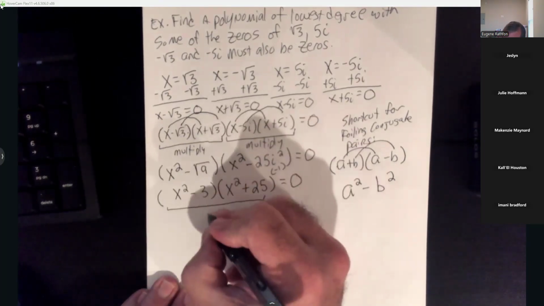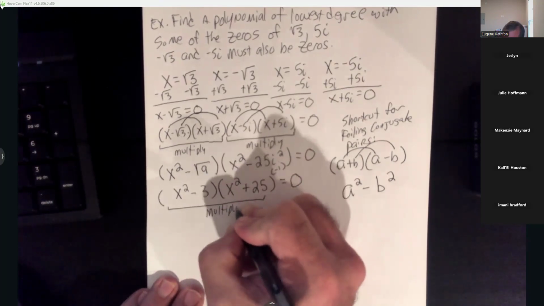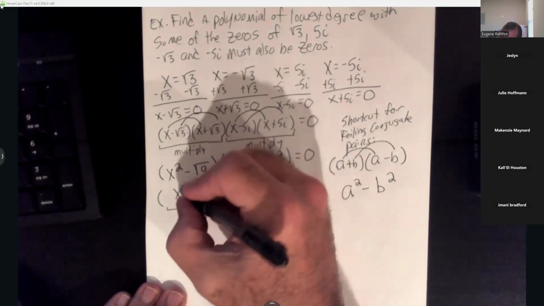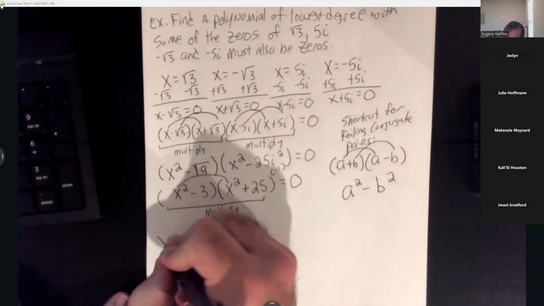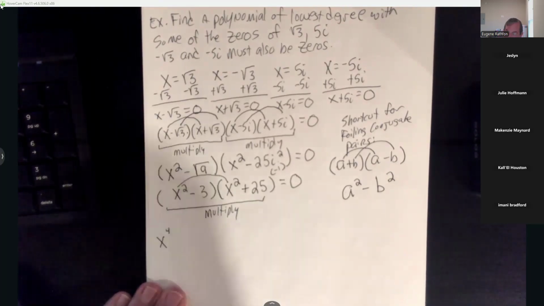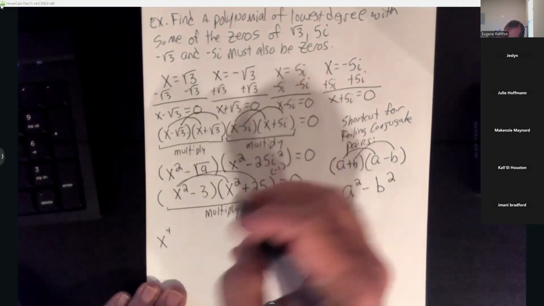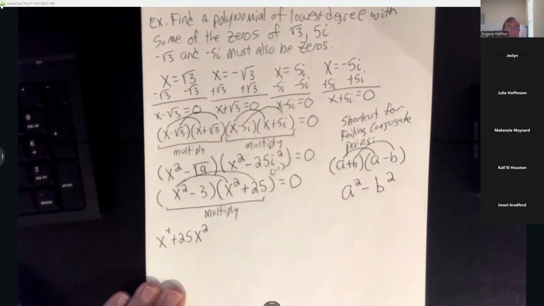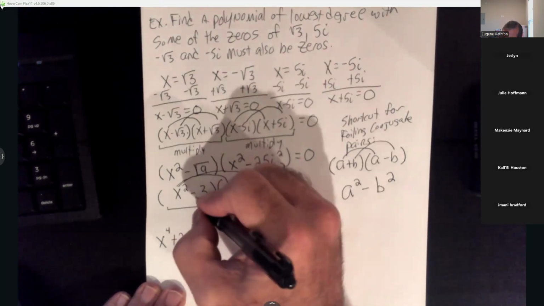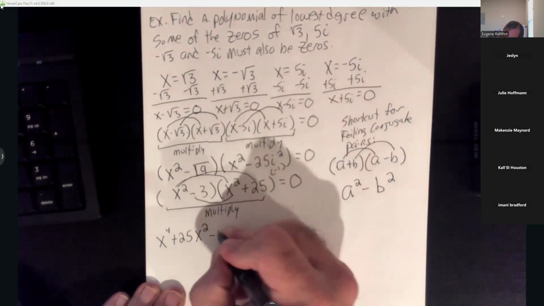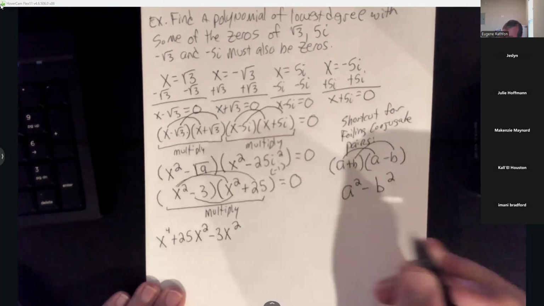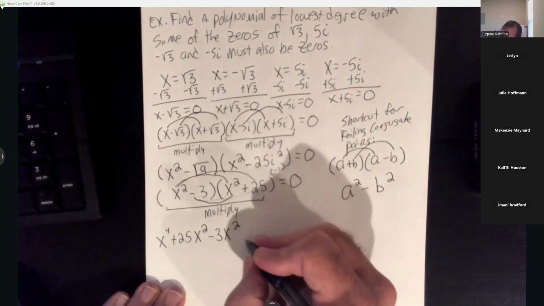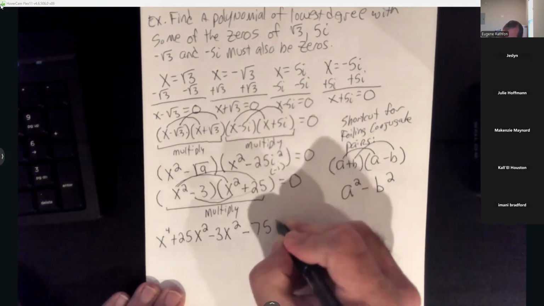So now I'm going to multiply these times each other and get my final answer. So y'all, here we go. X squared times x squared is x to the fourth. X squared times 25 is 25x squared. Negative 3 times x squared is a negative 3x squared. And y'all, finally, negative 3 times 25 is a negative 75.